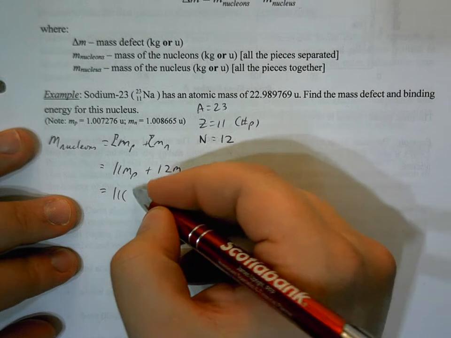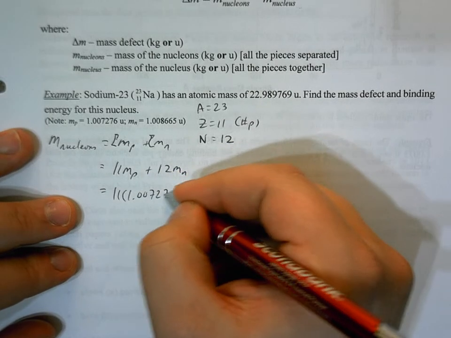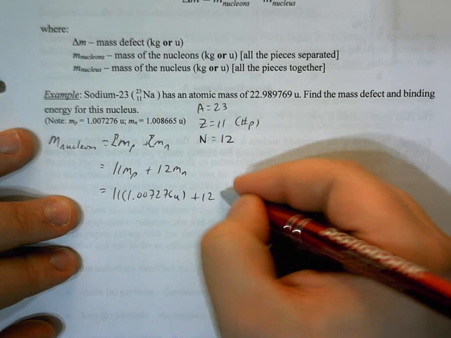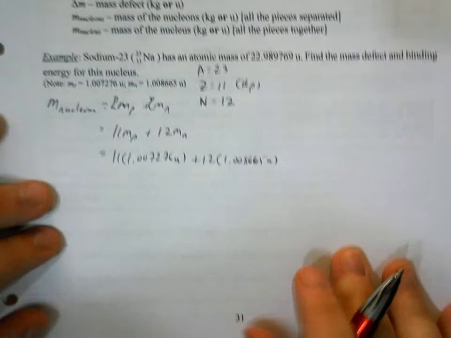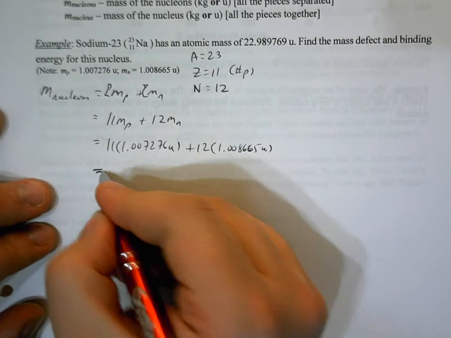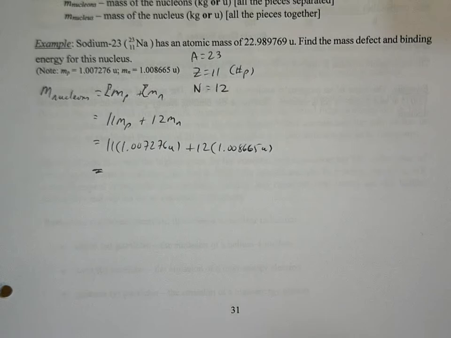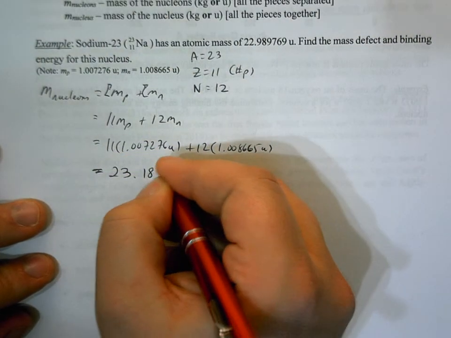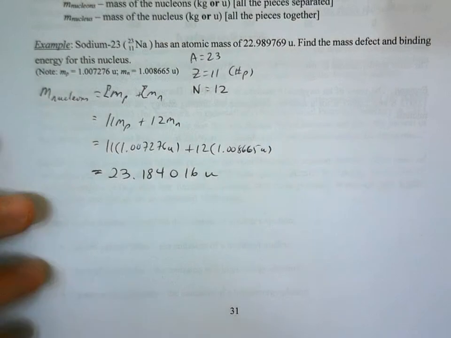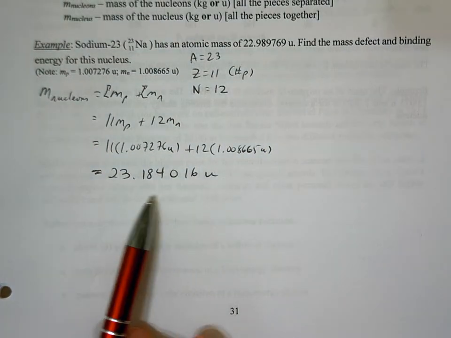We're told the mass of the proton is about 1.007276 u, and for the neutron, it's 1.008665 u. That's the hard part with a lot of these questions: we have a lot of decimal places, so a lot of places to make mistakes. So be really careful when you're entering numbers in the calculator. With that, we're going to get about 23.184016 u. That's the mass of all the pieces separated.